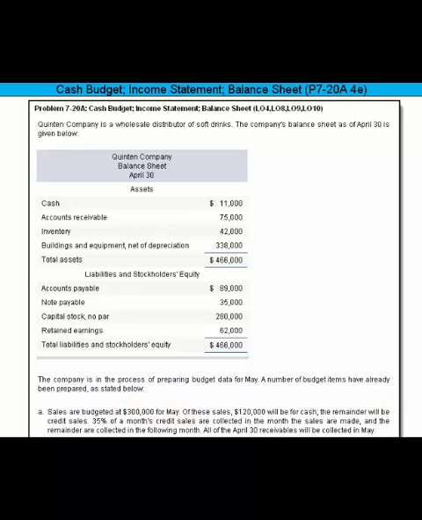The company is in the process of preparing budgeted data for May. A number of budget items have already been prepared as stated below. So note A says sales are budgeted at $300,000 for May. Of these sales, $120,000 will be for cash, and the remainder will be credit sales. 35% of a month's credit sales are collected in the month the sale is made, and then the remainder gets collected in the subsequent month. And all of the April 30th receivables will be collected in May. So we know that $75,000 there is going to be collected in May.